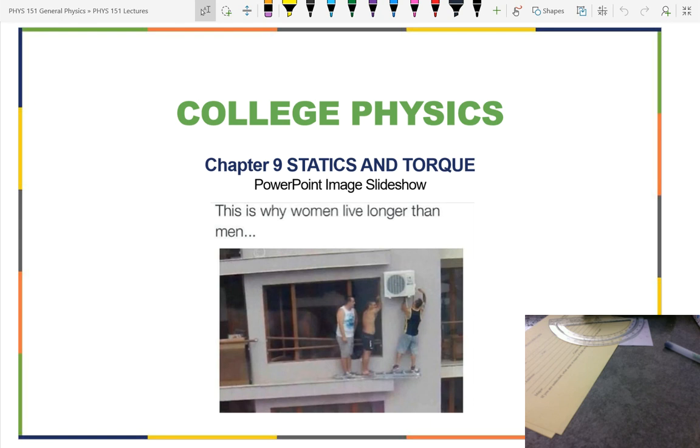So today we're going to talk more about statics and torque and maybe get to a little simple machines.